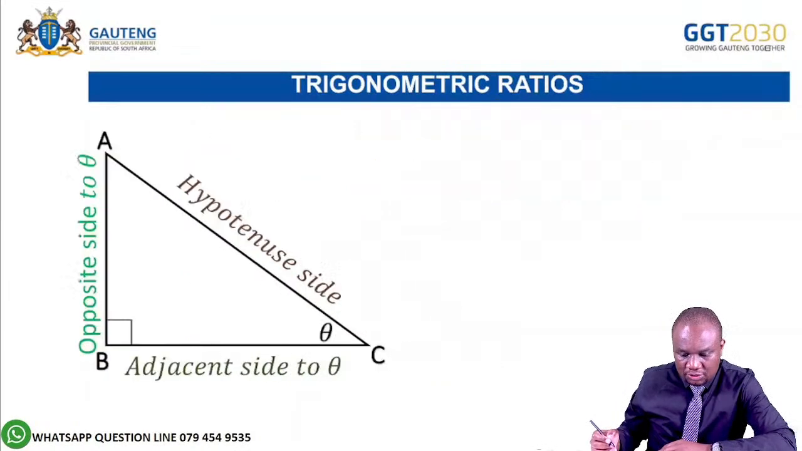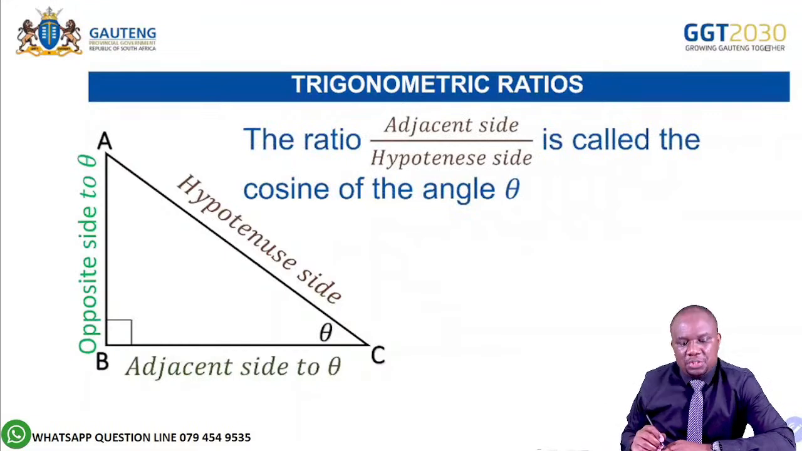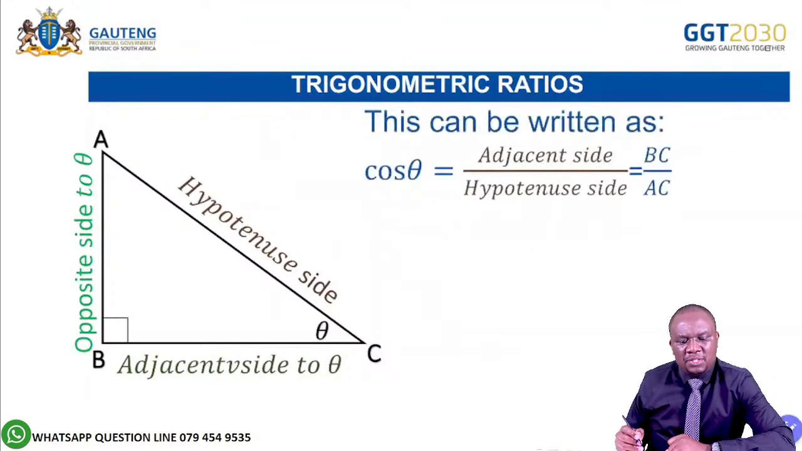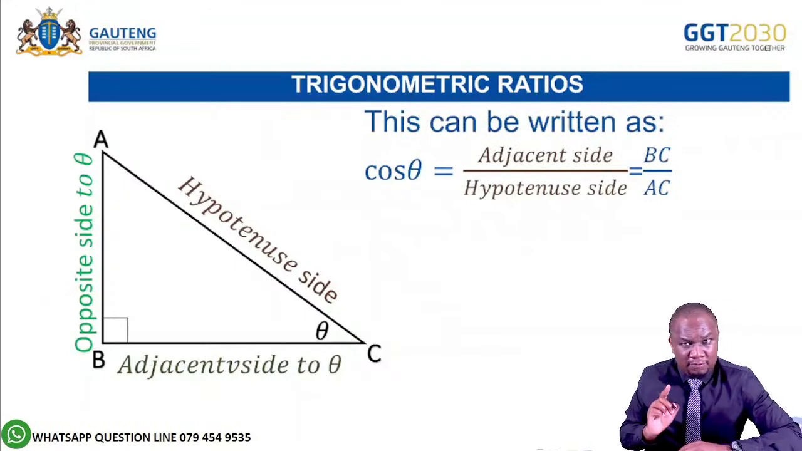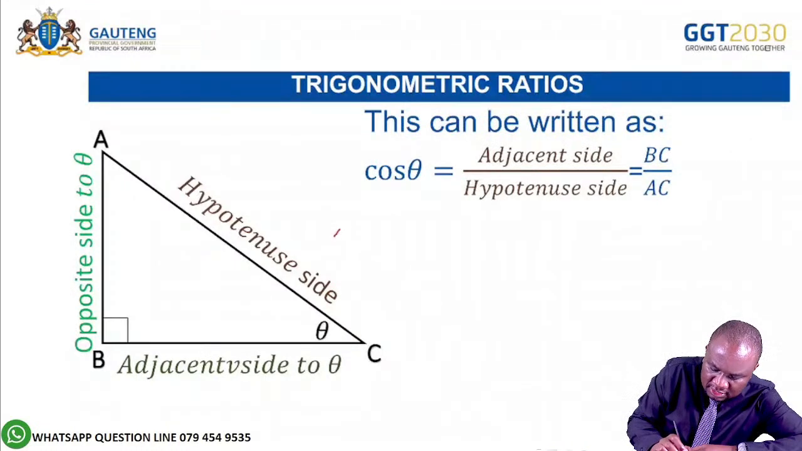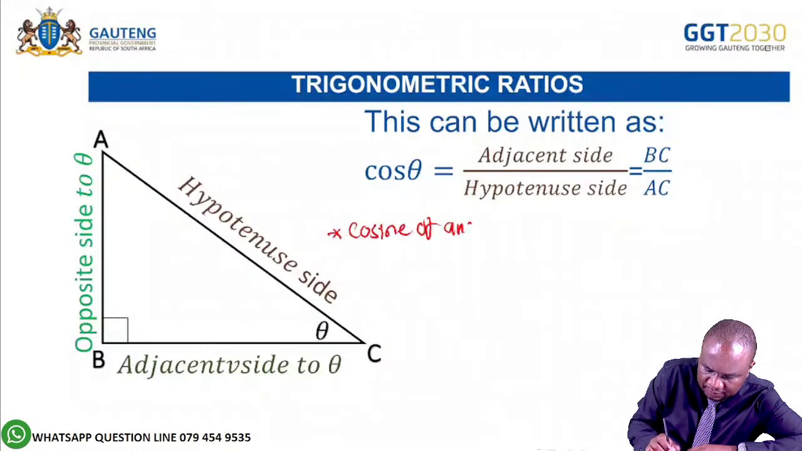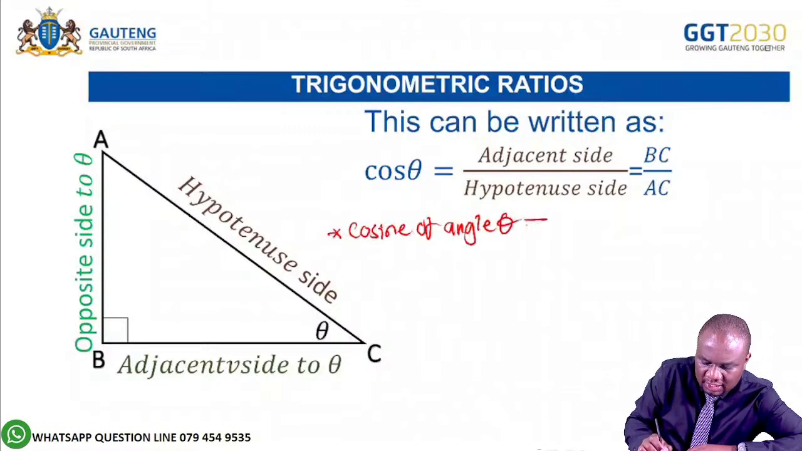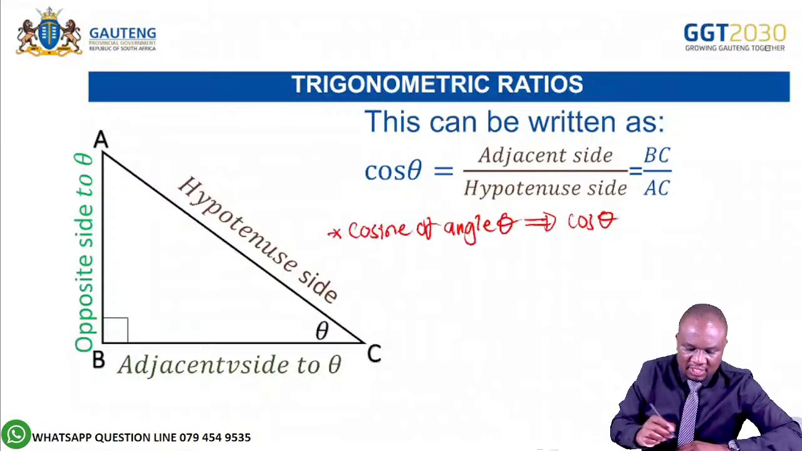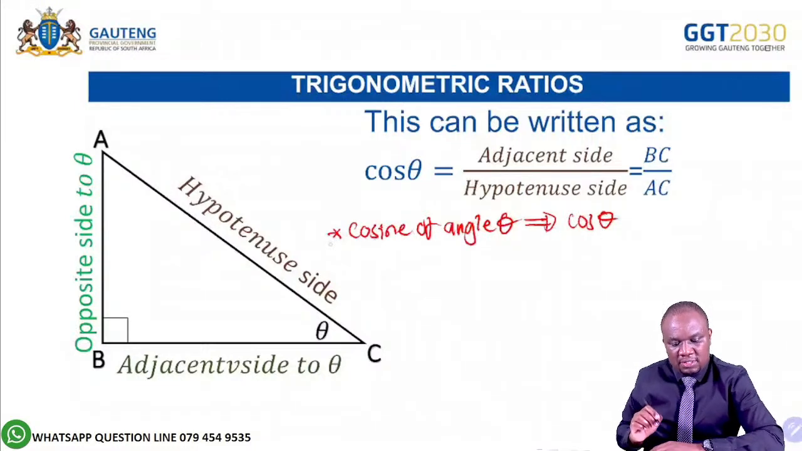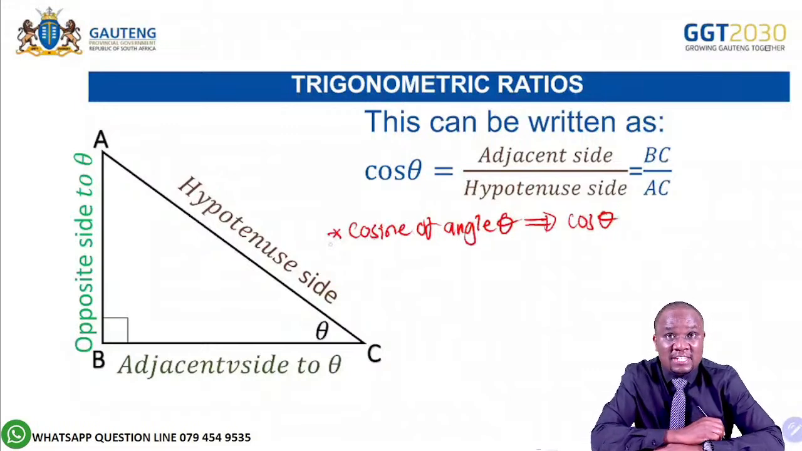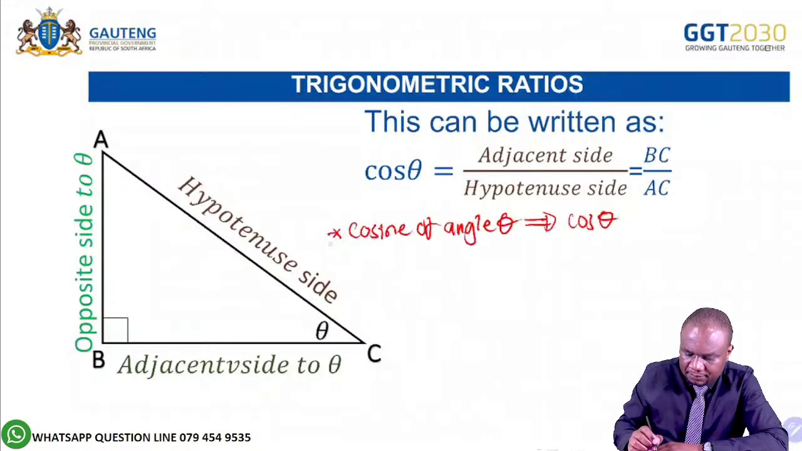Right, welcome back. Let's go to the next one. We say that the ratio adjacent side over hypotenuse is called the cosine of angle theta. How do we write cosine of angle theta? We just write cos theta. I'm going to give you 30 seconds now, not 1 minute. Just write this statement I have written in red there: cosine of angle theta is written as cos theta. 30 seconds.